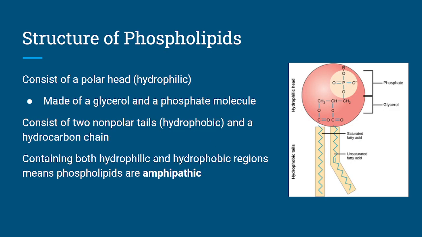So the structure of phospholipids consists of a hydrophilic head, which is polar, and two nonpolar tails, which are hydrophobic, shown here in yellow. So the polar head is made of a glycerol and phosphate molecule, shown in the picture on the right, and the two nonpolar tails are mainly consisting of a hydrocarbon chain. So containing both hydrophilic and hydrophobic regions means that phospholipids are amphipathic.